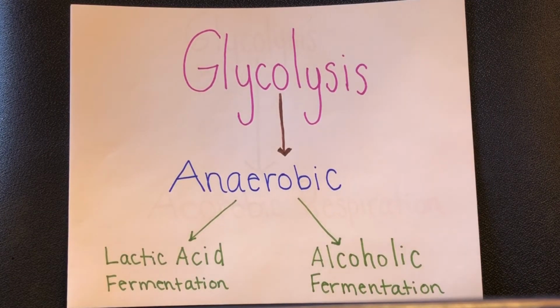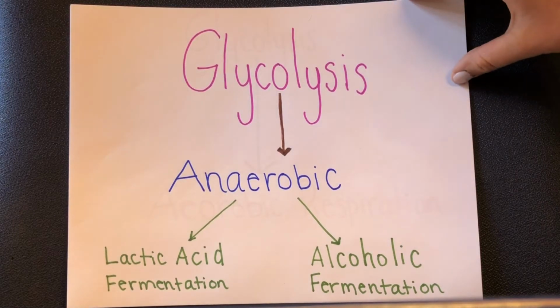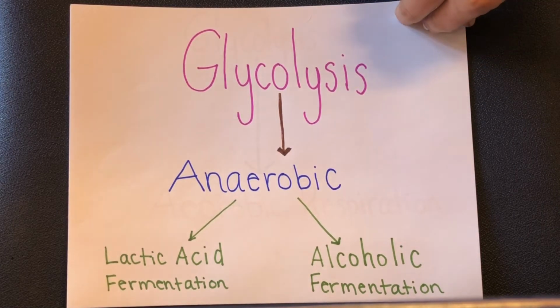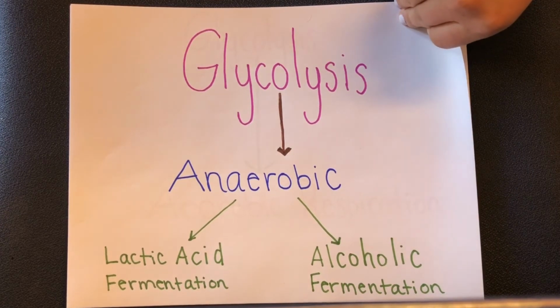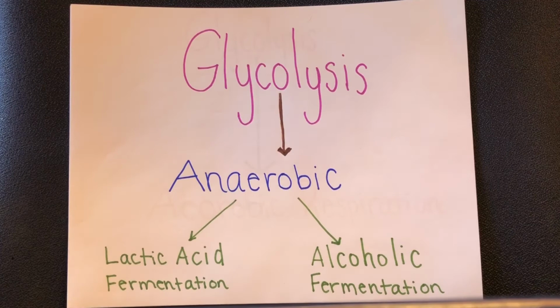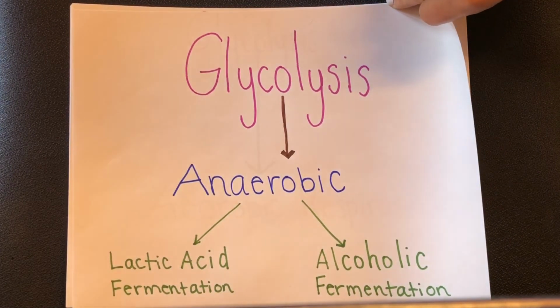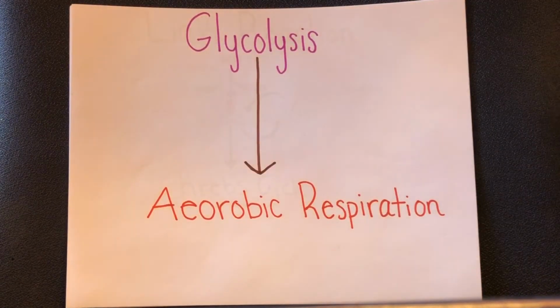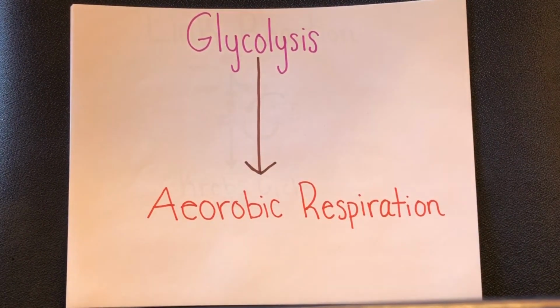From glycolysis, the pyruvate molecules enter one of 2 pathways, anaerobic respiration or aerobic respiration. In anaerobic respiration, fermentation occurs. There can be either alcoholic or lactic acid fermentation as a result of this. There is no oxygen needed for this type of respiration. If oxygen is present, then aerobic respiration will occur.